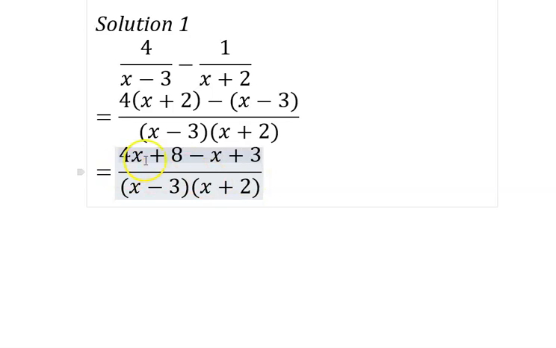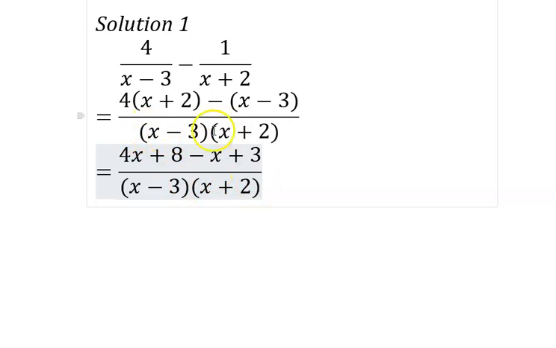Awesome. So we'll be able to open up the brackets here. 4x plus 8 minus x plus 3. Next thing for us, we can rearrange if we like, but before then, since we have opened up the bracket at the numerator, let's open up the bracket at the denominator as well. Okay, let's quickly do that.